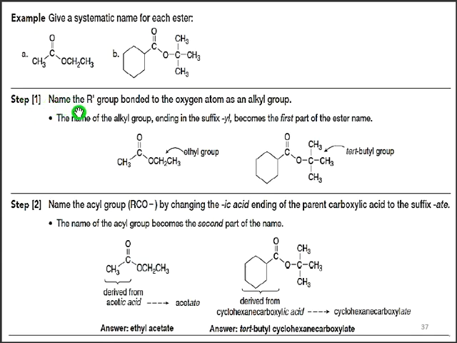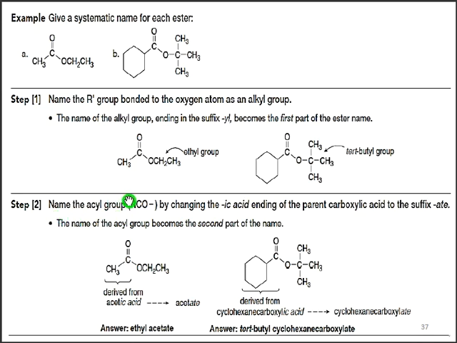Step number 1, name the R group bonded to the oxygen atom as an alkyl group. Look, this is methane, ethane, 2 carbons. It will be an ethyl group, this ethyl group. And this is a tertiary butyl group: methane, ethane, propane, butane, 4 carbon atoms. It will be a tertiary butyl group.